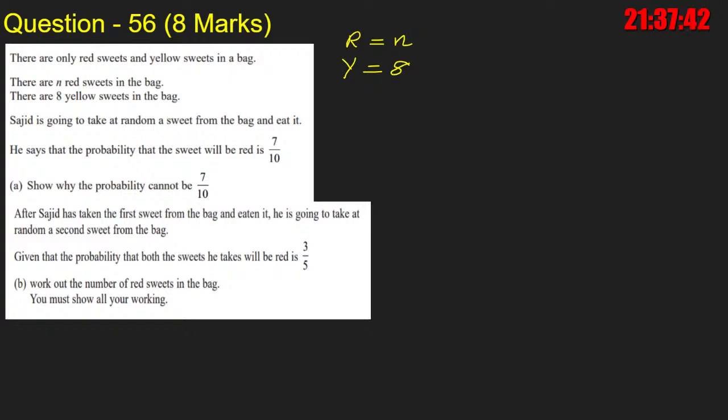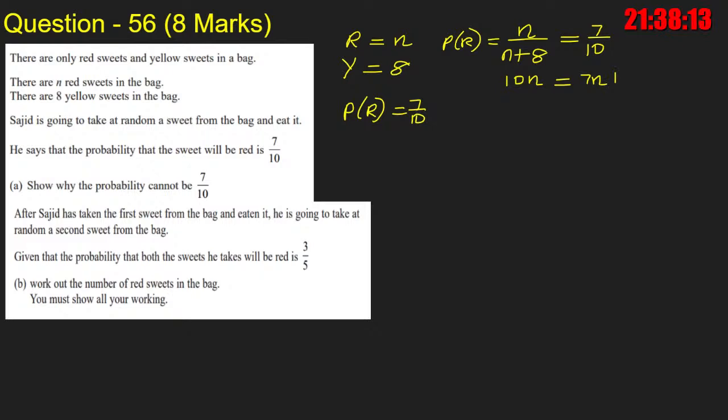He says the probability that the sweet will be red is 7 over 10. So that's what he's thinking. The probability of red, according to the algebra, is n over n plus 8. If I equate n over n plus 8 equals 7 over 10 and cross multiply, 10 times n is 10n, equals 7 times n, 7n, plus 7 times 8, which is 56.